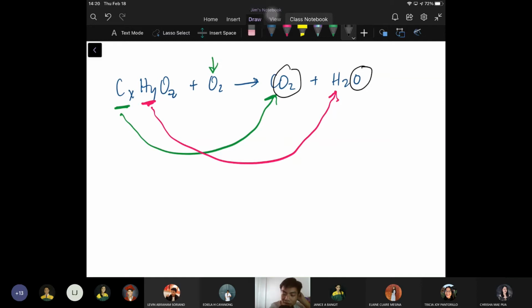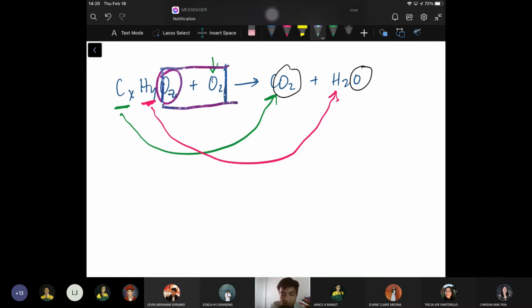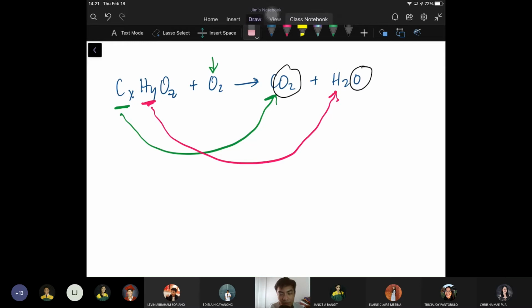Pag kinonvert mo yung oxygen na yan into moles of oxygen, it will not represent the mass of oxygen here. Hindi yan magbibigay ng mass ng oxygen na yan. Instead, it will give you the mass of the two oxygens here. Doon yung problem, no? Bakit? The mass of the oxygen cannot be directly computed using stoichiometry.